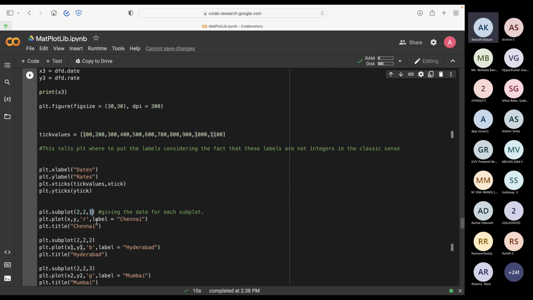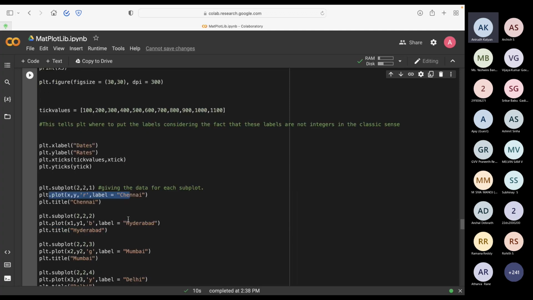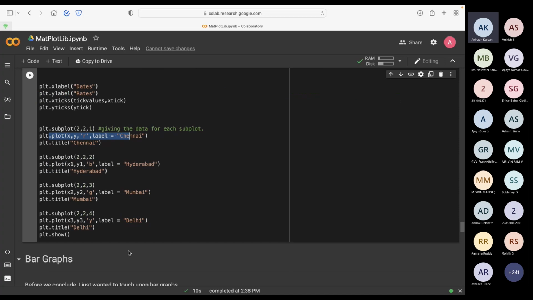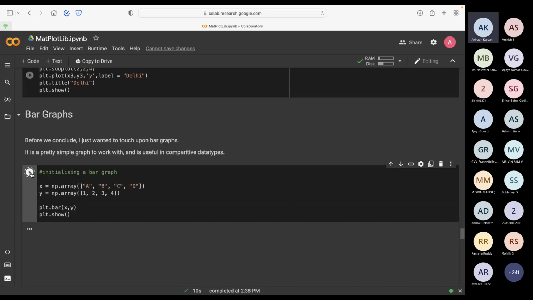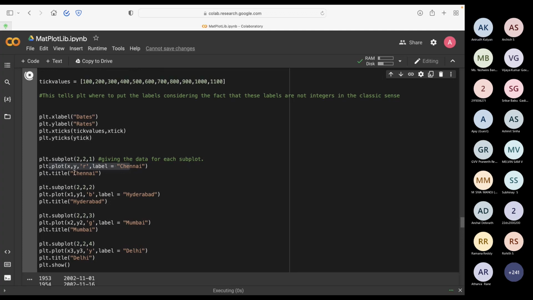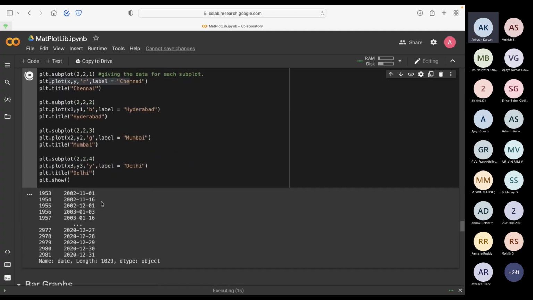And this is the first graph, so that's where the 1 comes in. I'm labeling it as Chennai, and I'm plotting it. Similarly, in the 2 by 2 matrix, the second part will be taken up by Hyderabad, the third part by Mumbai, and the fourth part by Delhi. So if I'm doing the, okay, 1 second. I executed the wrong graph. Here we go. 1 second, it's still executing.